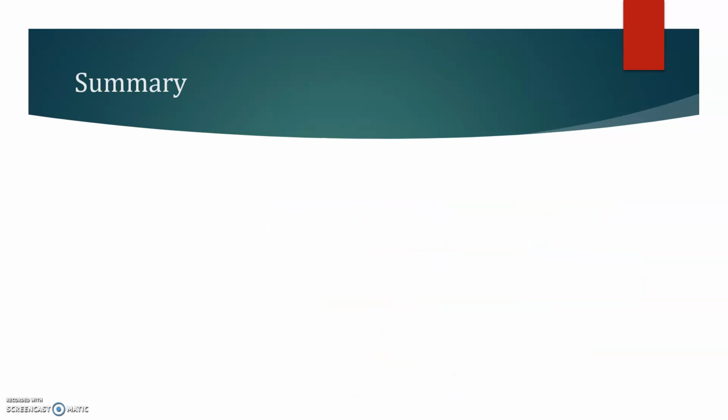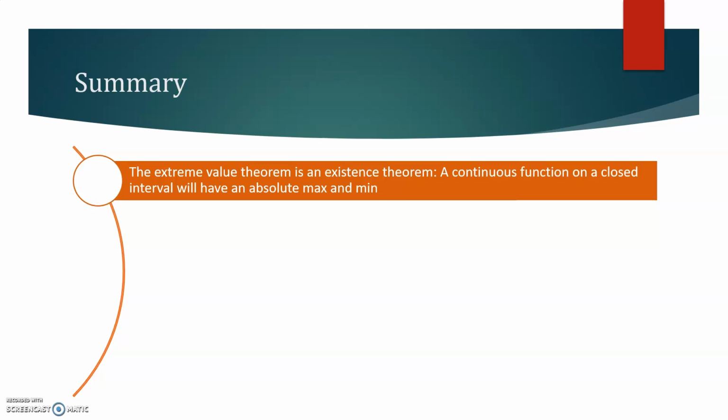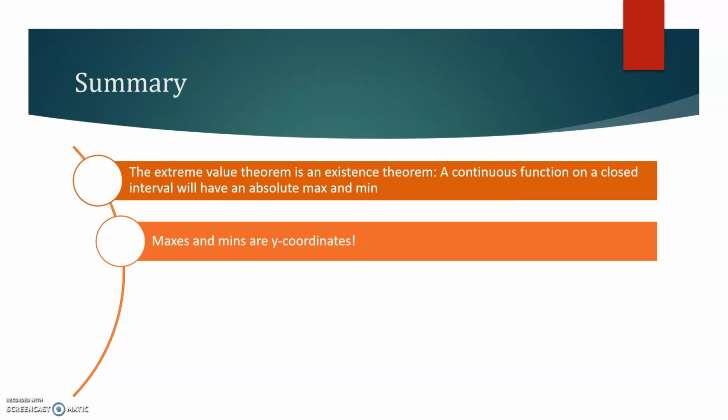So here's our summary for today. The extreme value theorem is an existence theorem. It guarantees that you will have an absolute minimum or maximum. We begin to think about how we would find those maximums and minimums, but the extreme value theorem doesn't tell us how to do that. It just tells us that there will be one.